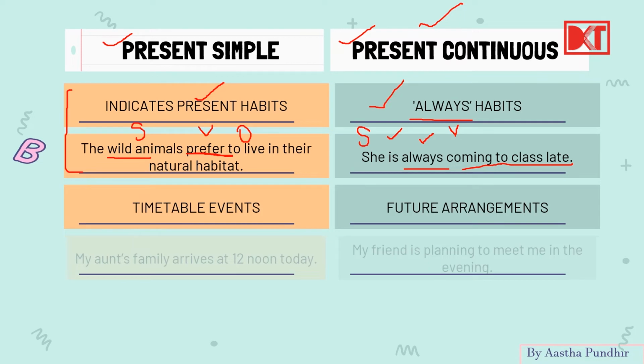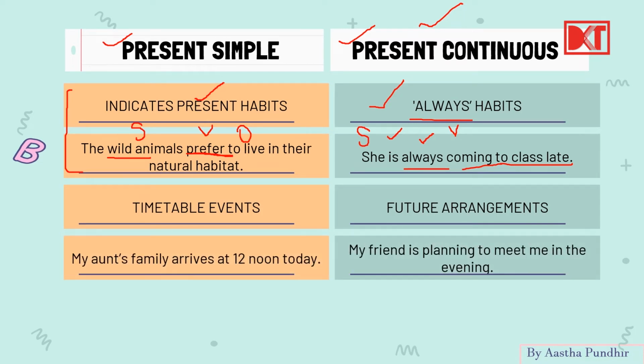Now when we are talking about some timetable events, like some things which are set as per the timetable, like my aunt's family arrives at 12 noon today. Right, this is a timetable event.